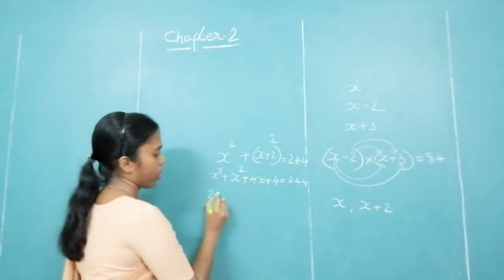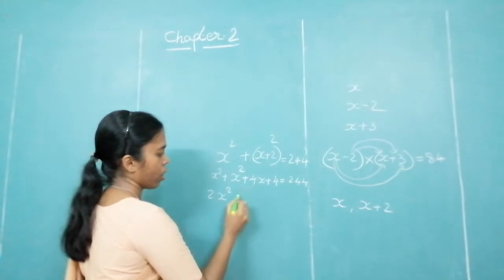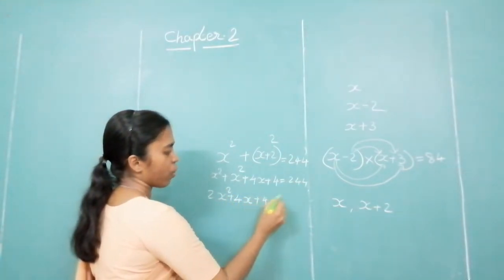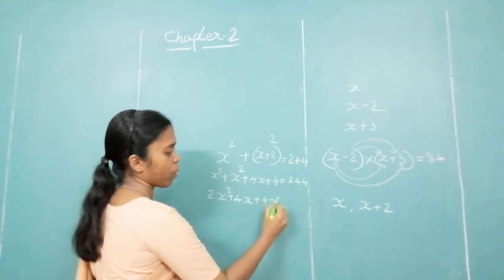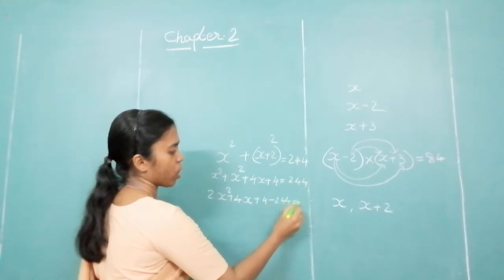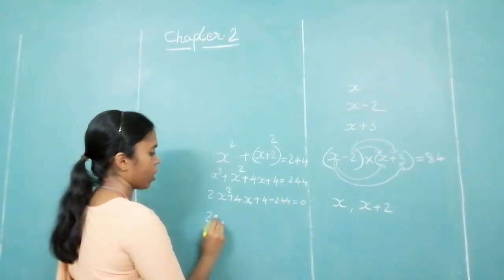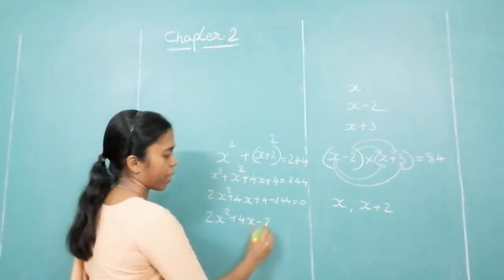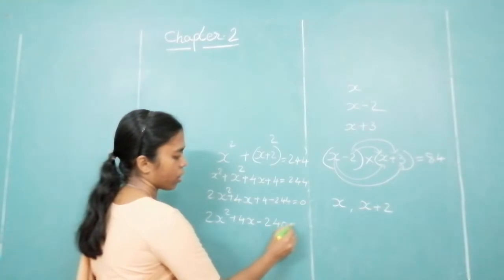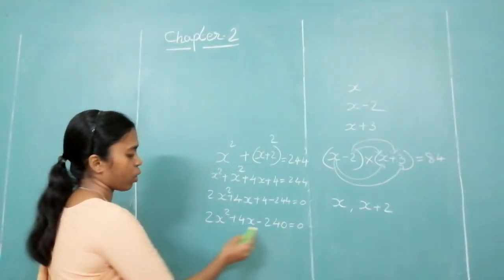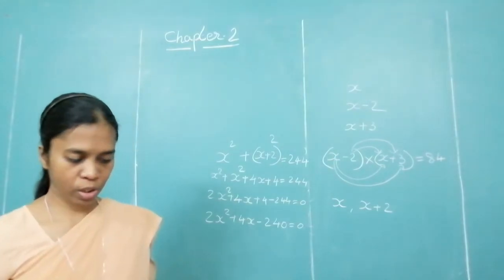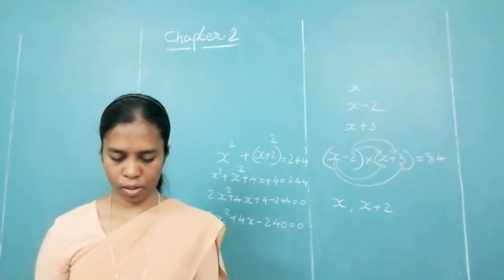x square and x square you get 2x square plus 4x plus 4. This you bring over here, you will have minus 244 is equal to 0. That is 2x square plus 4x minus 240 is equal to 0. You can divide throughout by 2 and you will get an equation. Solve the equation and you will get the answer.